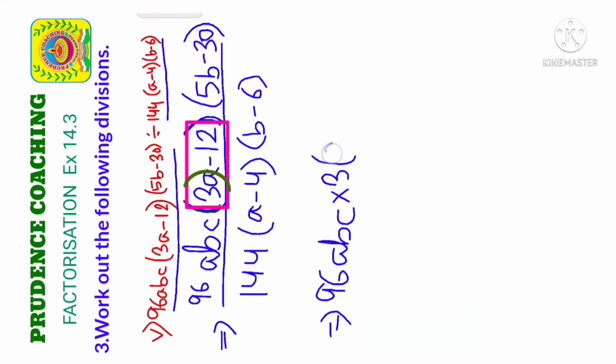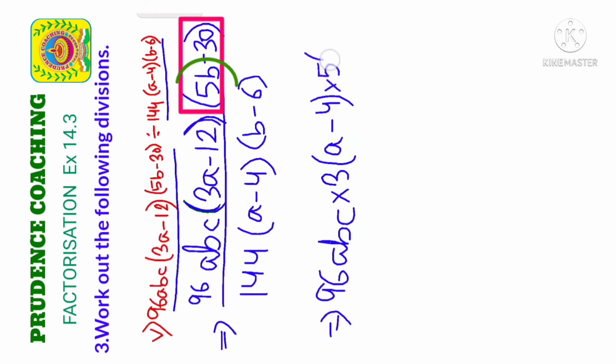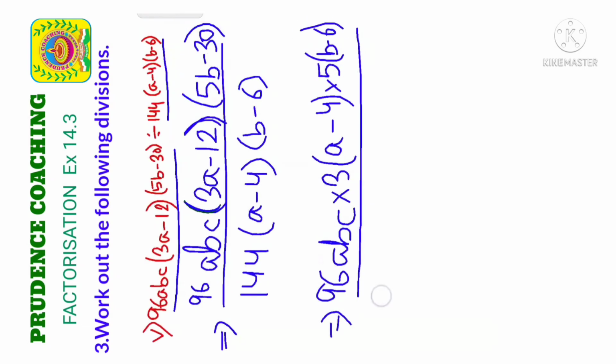So in the first term you will be left with 3 into a is 3. We have taken 3, so a will be left. 3 4s are 12, so 4 will be left. Multiplied by, here we have 5b minus 30. We can take 5 common here, so we will be left with b minus 5 6s are 30. So b minus 6, divided by 144 into a minus 4 within the bracket, b minus 6 within the bracket.